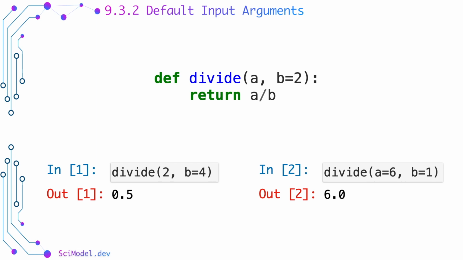In the second example, we are passing the first argument a as a keyword input argument along with adjusting the default value of b into a new value.